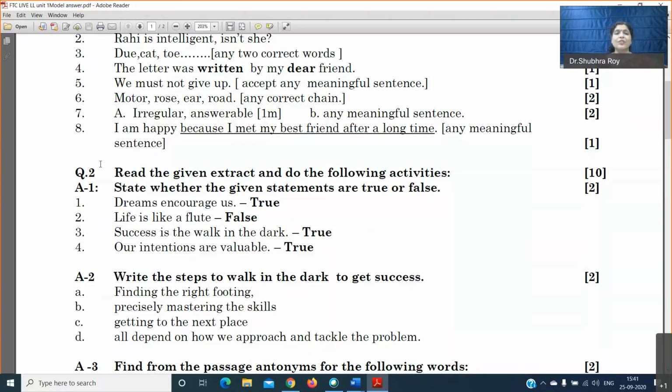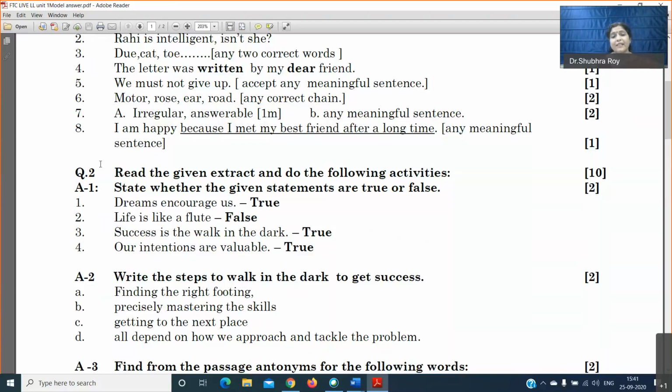Now, second activity is usually based on complex factual. It's a complex factual activity. It is based on complex factual. Why? Because you have to search the passage and find out the answers. They are not, you don't get it ready made. You have to find out.